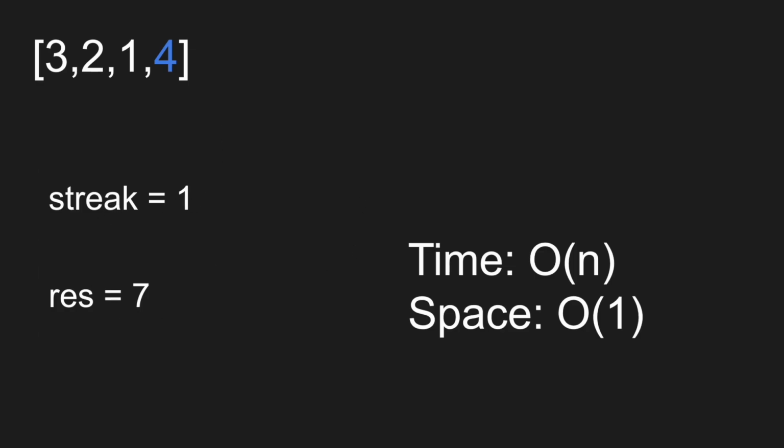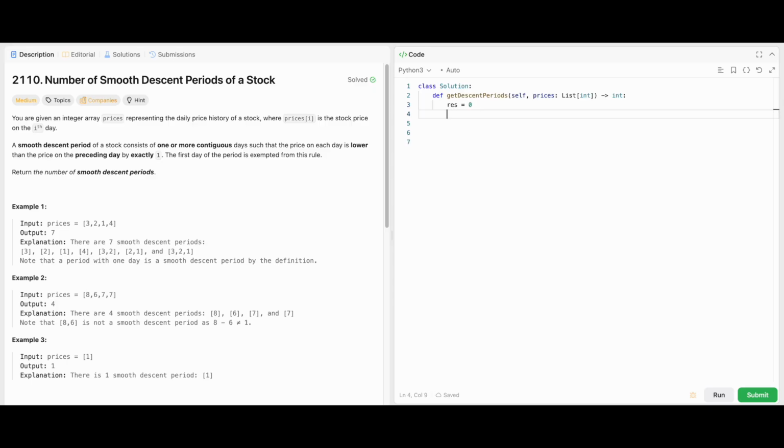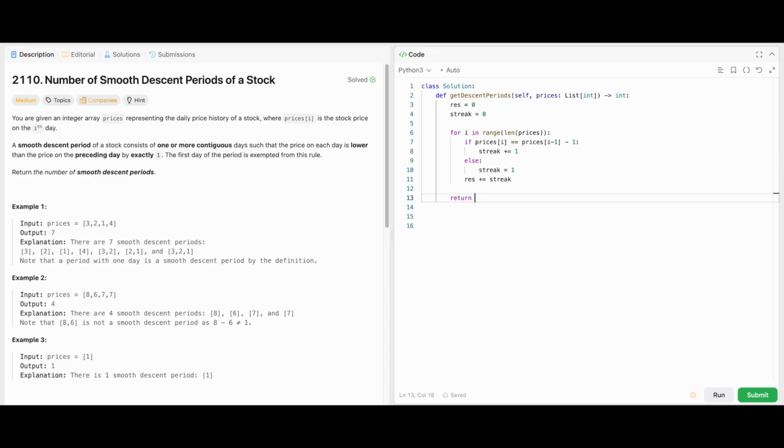So now let's get to the coding part. First we initialize the result to 0 and the streak to 0. Now we will loop through the prices, so for i in range length of prices. Now if the price at that index is equal to the previous number minus 1, meaning it is less by 1, then we will increase the streak by 1, so streak plus equals 1. Otherwise, we will reset the streak back to 1. And we will always add the streak to the result. And we can return result at the very end.